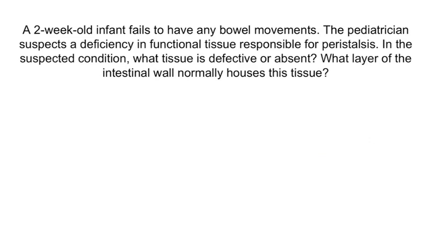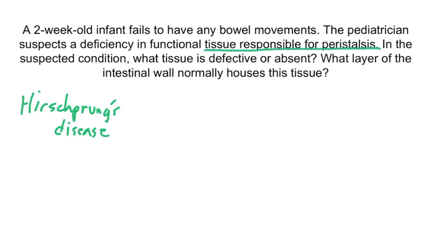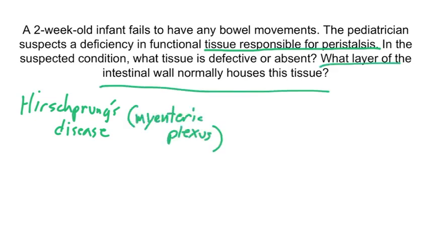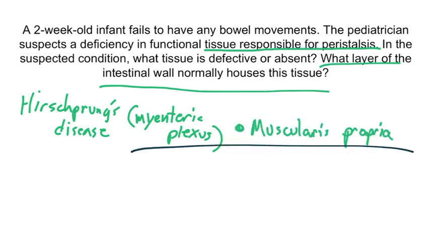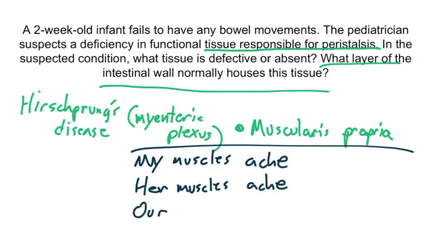Now hopefully you notice this neonate has Hirschsprung's disease, as the pediatrician is focused on the tissue that is responsible for peristalsis. And what tissue is responsible for this? It's the myenteric plexus. And what layer of the intestinal wall normally houses this tissue? Well, it's the muscularis propria. And just remember the phrase, my muscles ache, her muscles ache, our muscles ache.